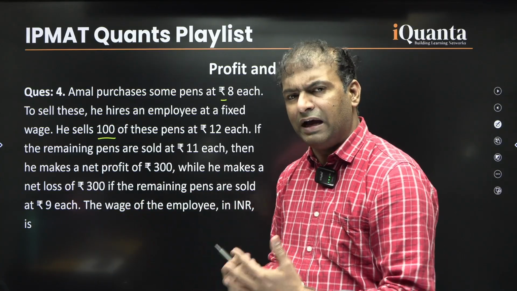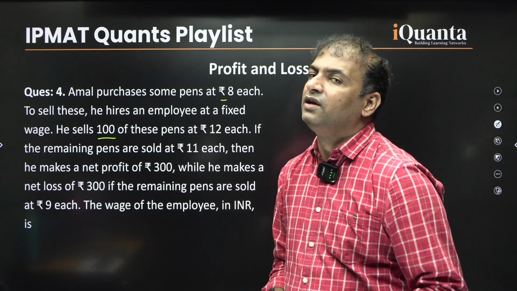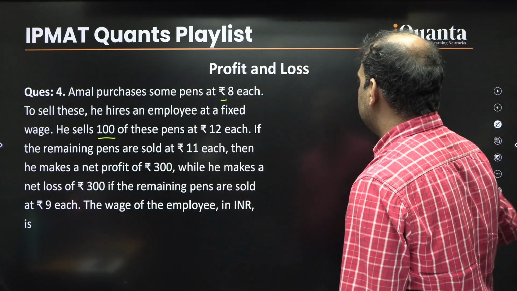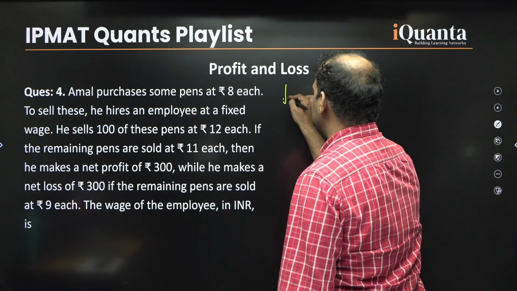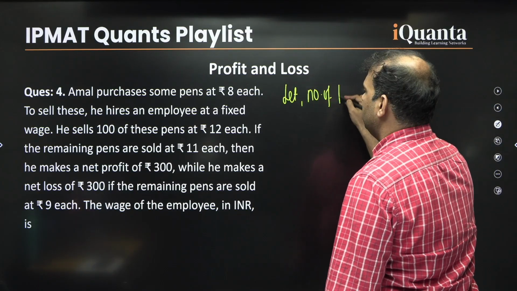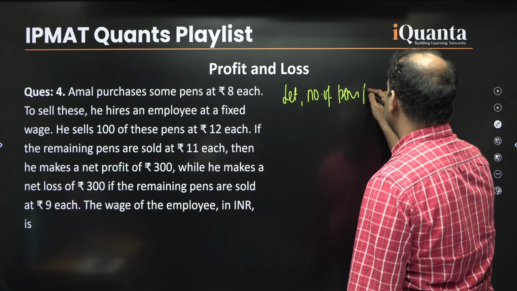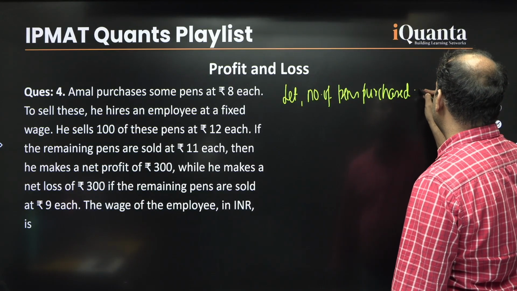We have to assume, but we'll be assuming in variables this time. We cannot assume in numbers, right? So we have to start the assumption in variables only, no other choice. Let's start the assumption, guys. Okay, let the number of pens purchased by Amal in the beginning, how much? Number of pens purchased, we can say, is equal to n.